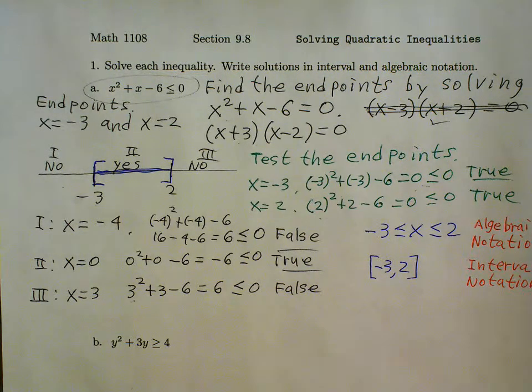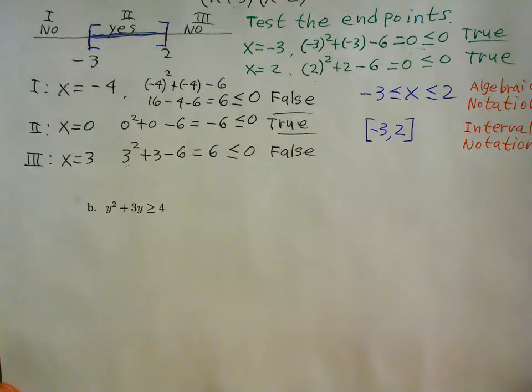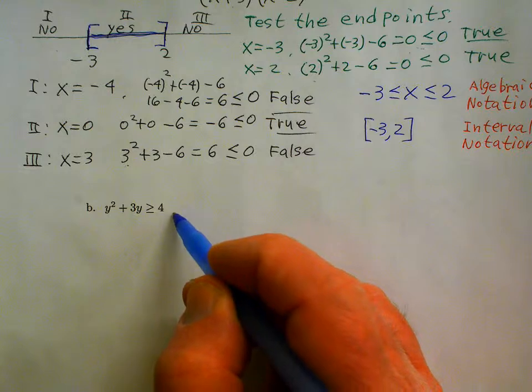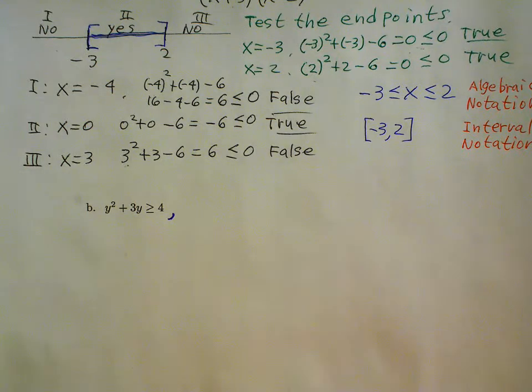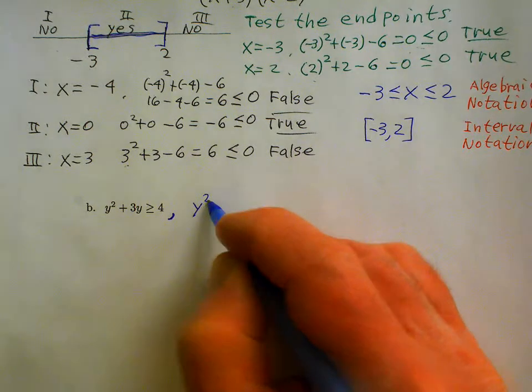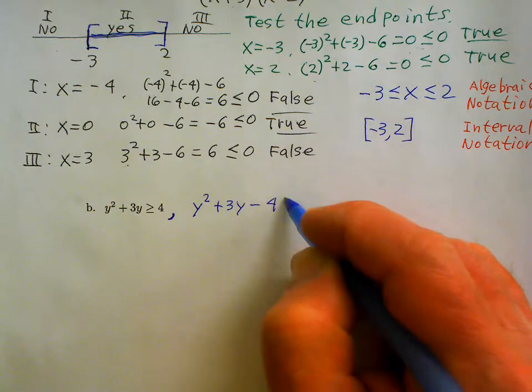Okay, that's all there is to it. So we'll practice a bunch of other ones, but we'll see different situations. This one, y to the second plus 3y is greater than or equal to 4. So we would like one side to be 0, so we'll subtract 4 from both sides, and we'll get y to the second plus 3y minus 4 is greater than or equal to 0.